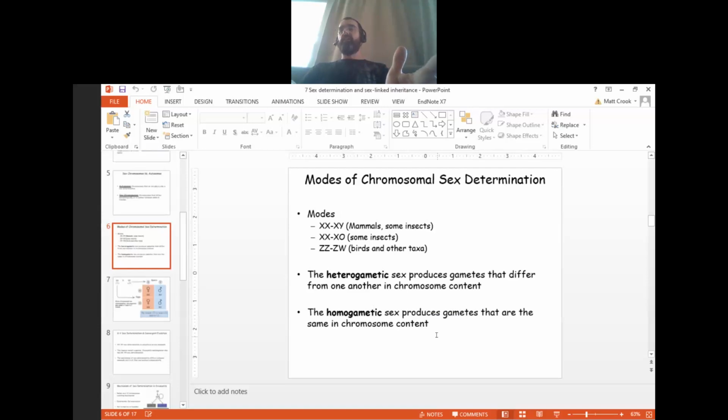Essentially, in terms of chromosomal sex determination, there are a bunch of different ways of doing this. The XX/XY system is not the only one. So that's pretty common in mammals.